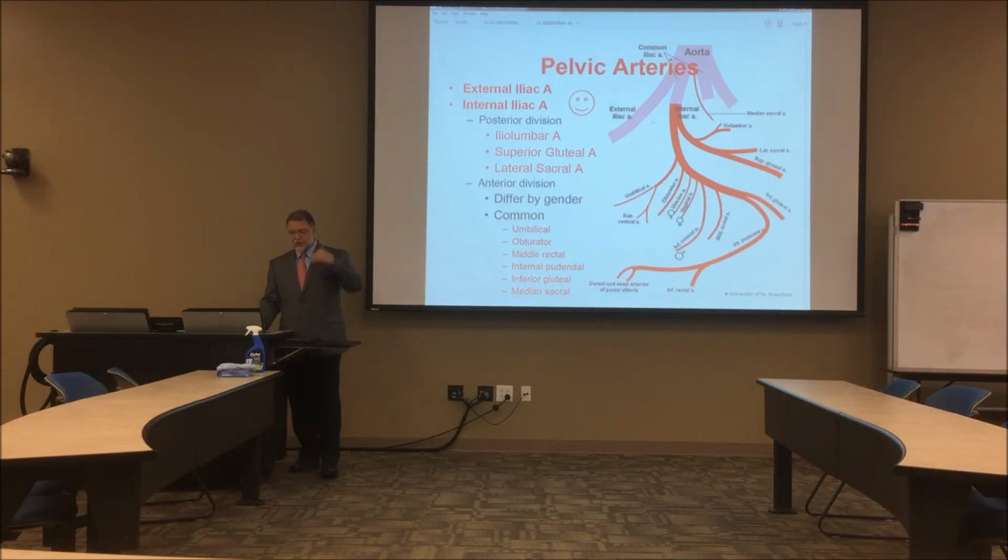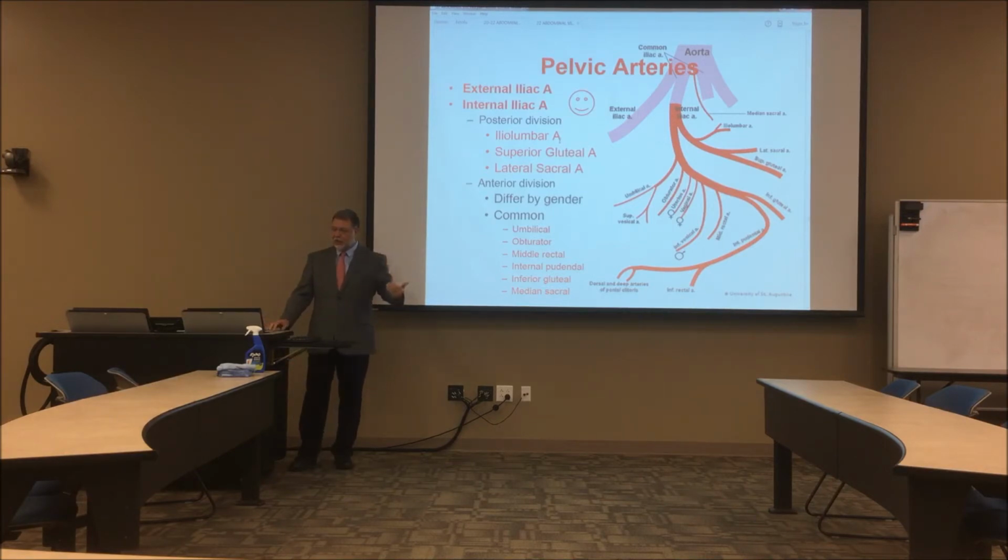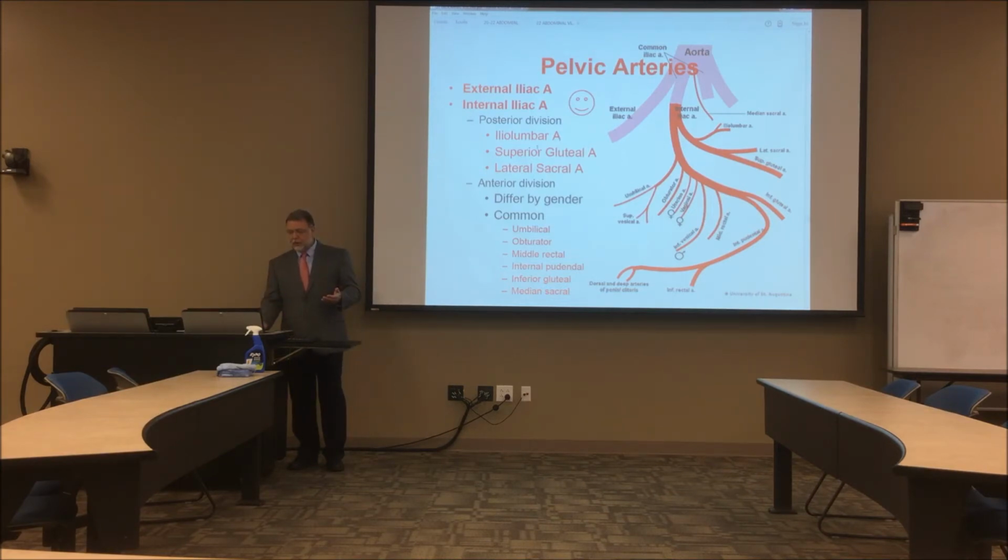There are two divisions, one posterior, one anterior. The posterior, as you can imagine, goes to the back. So the iliolumbar arteries, superior gluteal, and lateral sacral arteries are going to be included. The anterior just differs by gender, because of the two specific arteries there: the urethral, vaginal, or the inferior vesical artery for males, that's what you're going to have.